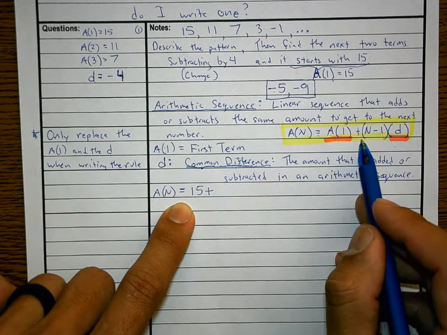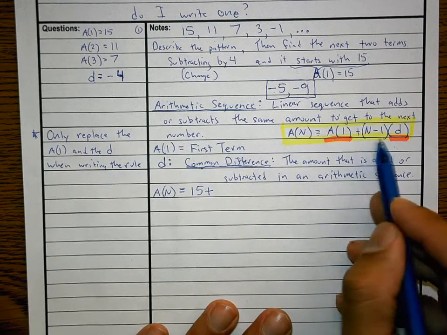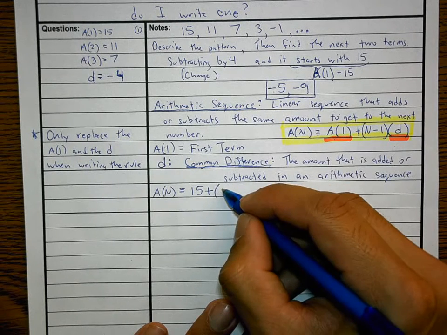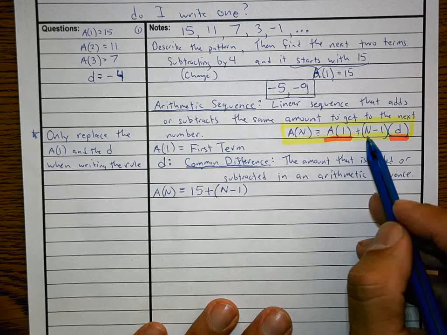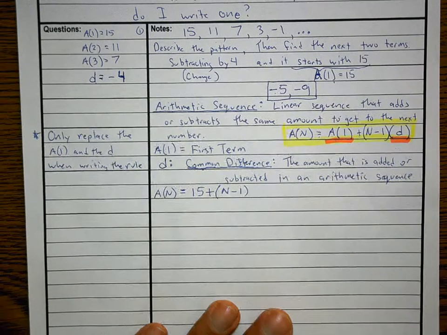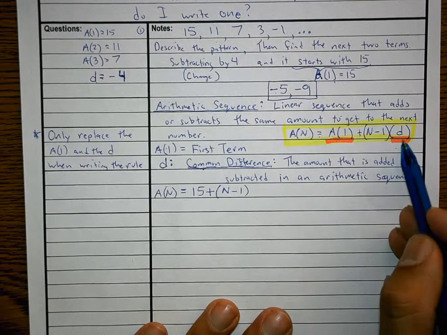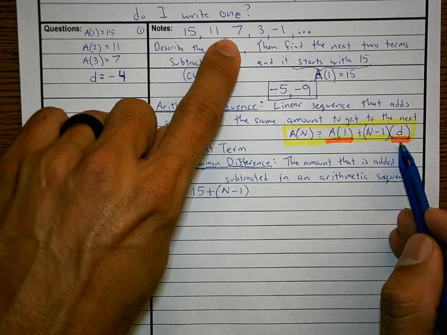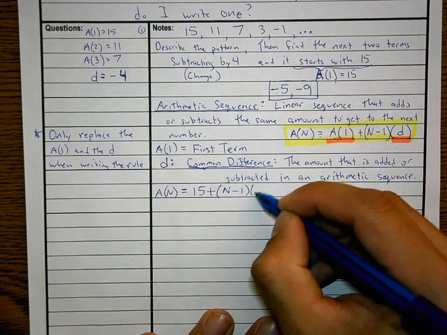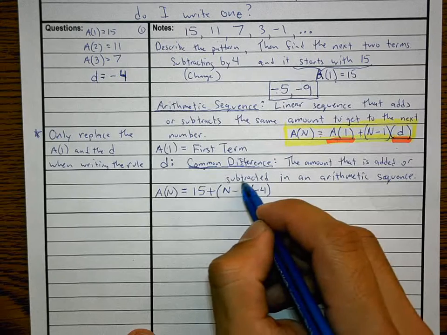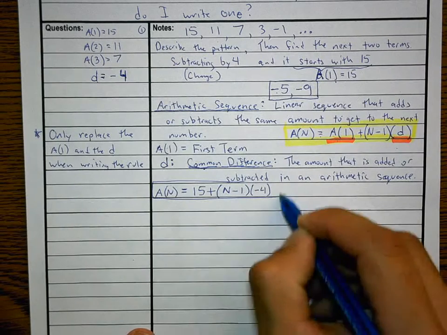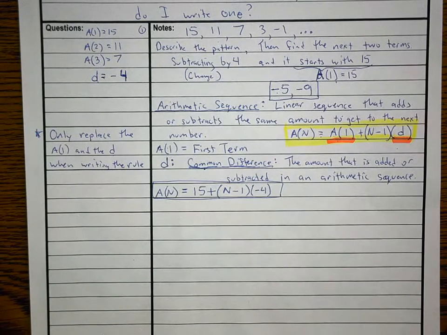What comes next? In parentheses. And minus 1. Don't change it. It's not underlined. We leave it the same. Do you know what the D is for that example? -4. In parentheses, -4. This is the rule. That is how you write the rule.